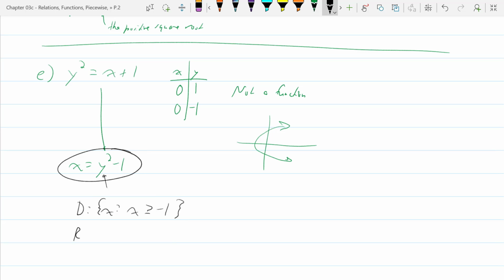My range then is kind of looking at this from a reverse perspective. What can I plug in for y? Well, there's nothing you can't plug in for y, because you can square anything and then subtract 1 and have that be equal to another number. So my range would be all real numbers.